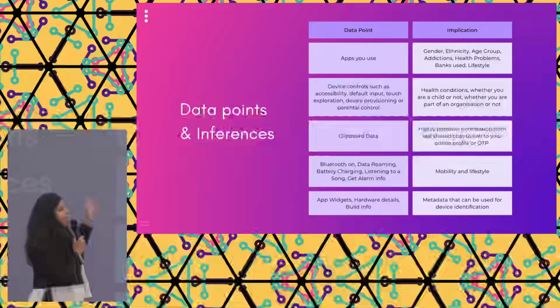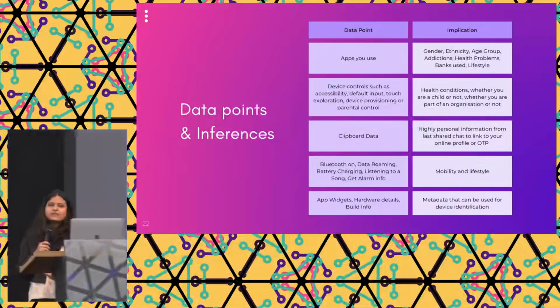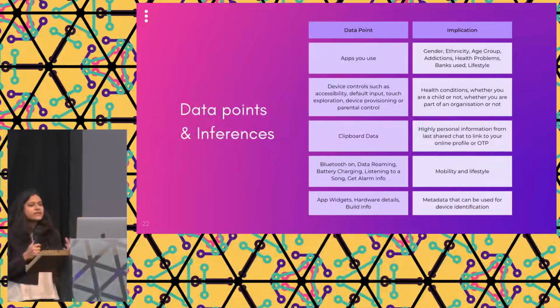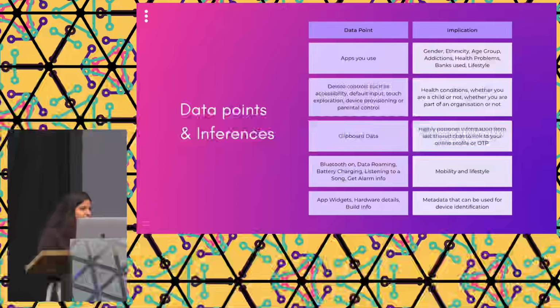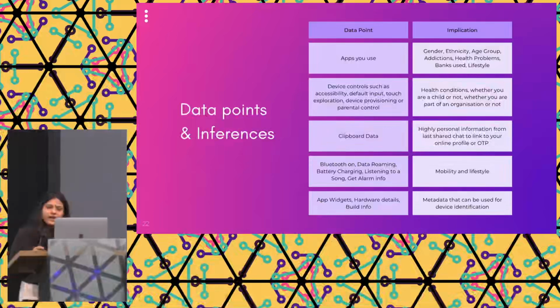So if you have like apps you use, there has been research around that just on the basis of the apps you use, you can find out the gender of a person or ethnicity or age group or addictions, health problems. If you're using banking apps, they will know which bank your money goes into. Lifestyle apps, where do you shop your clothes from and stuff like that. Because there's an app for everything. So app name kind of indicates your preference or your choice in life.